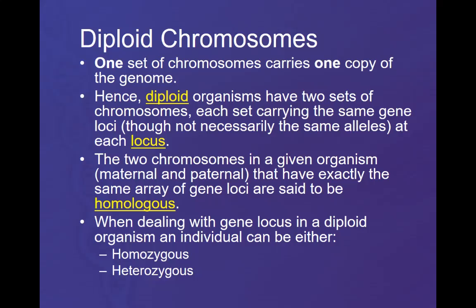When dealing with a gene locus in a diploid organism, an individual can be either homozygous, homo meaning same, or heterozygous, meaning different. So a homozygous individual is going to have two of the same allele. Okay. So homozygous, two of the same allele.